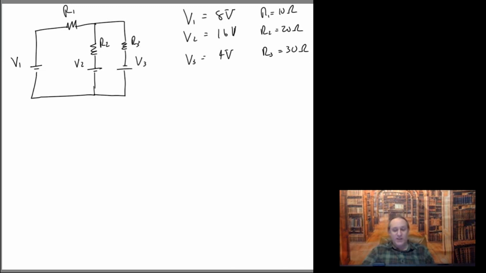So geometrically, this is pretty similar. So we are going to have the same number of loops, same number of junctions. We can label our currents IA, IB, and IC again. And then our junction laws will say IA equals IB plus IC. And we could call that junction 1 again.